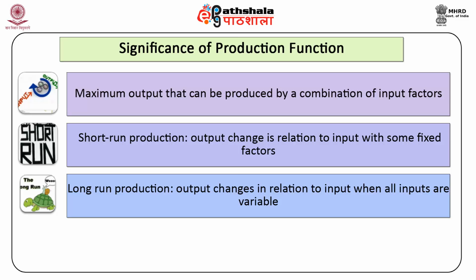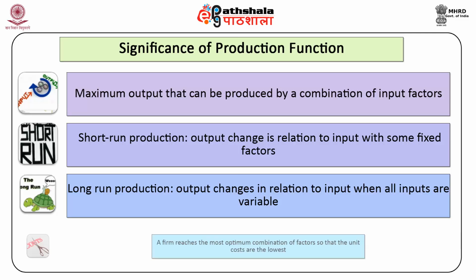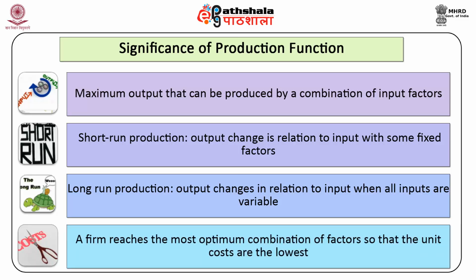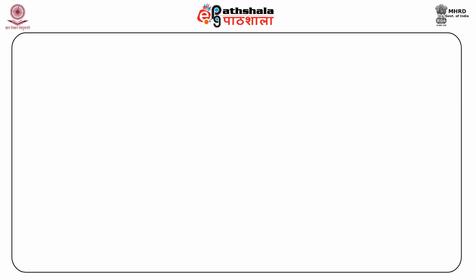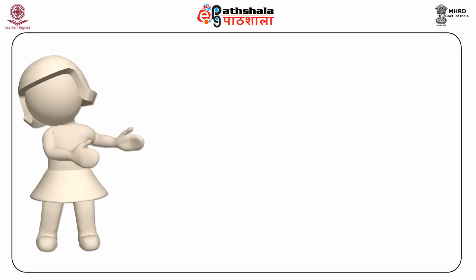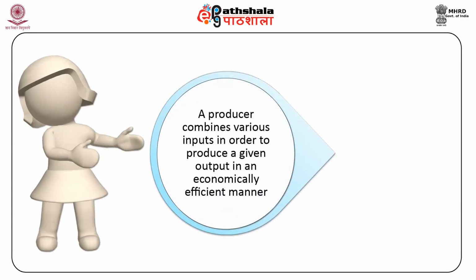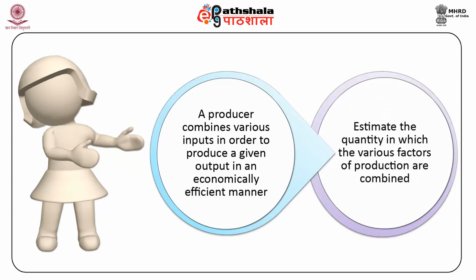Third, the production function explains how a firm reaches the most optimum combination of factors so that the unit costs are the lowest. Fourth, production function explains how a producer combines various inputs in order to produce a given output in an economically efficient manner. Fifth, the production function helps us to estimate the quantity in which the various factors of production are combined.